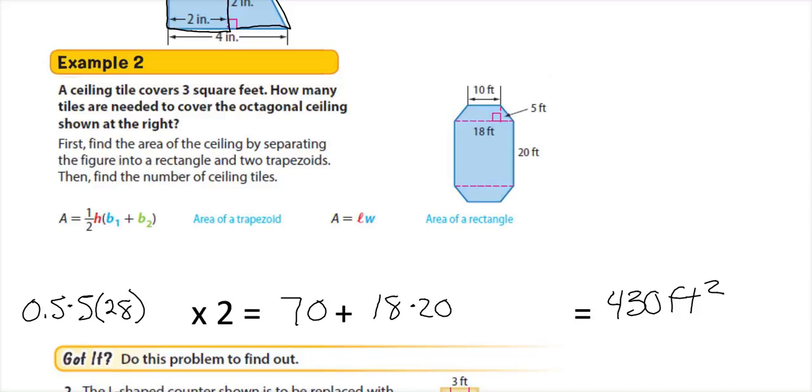Okay, so altogether it looks like we've got to cover 430 square feet, and each one covers 3 square feet, so then we're going to divide that by 3 to figure out how many we need. So it looks like we need, I messed up somewhere. Hold on. I got ahead of myself here. What did I do wrong?